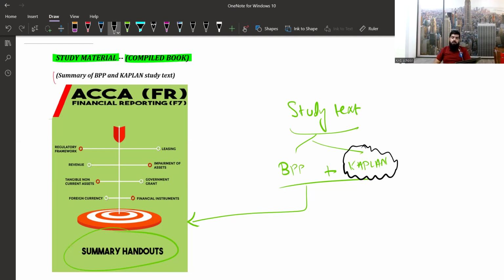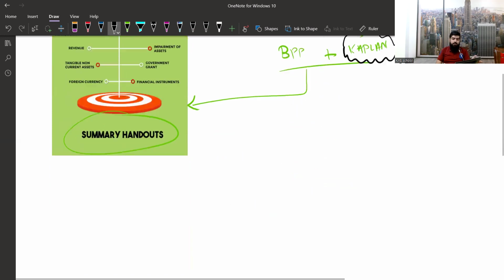But this will already be covered in the summary handouts. Still, it will give you motivation that you have done it from the summary handouts, so you can definitely study from the Kaplan study text. I hope that is clear to you.